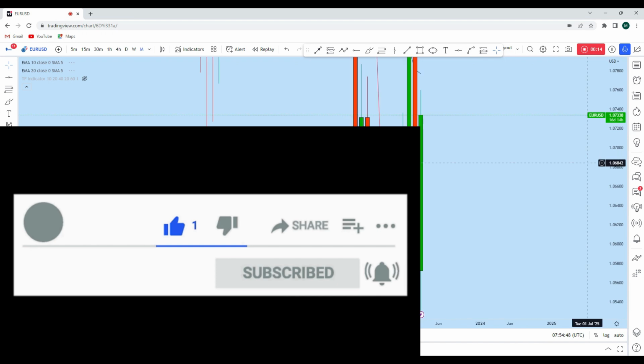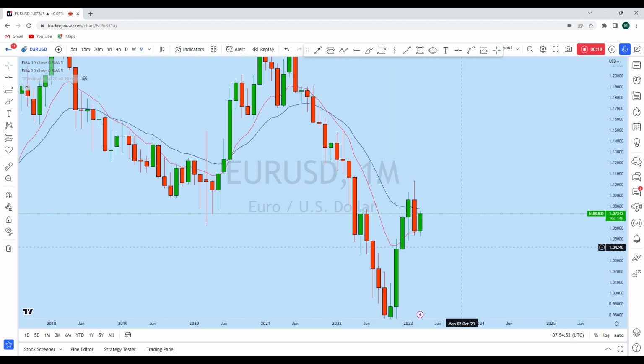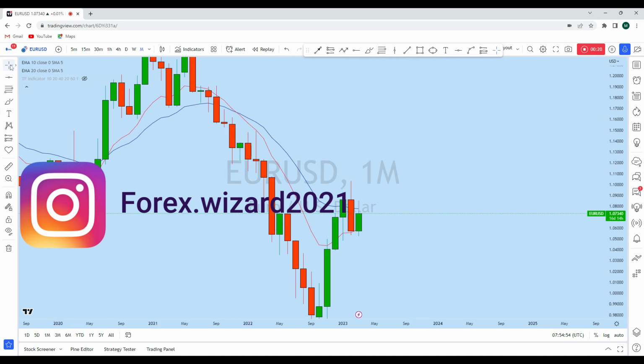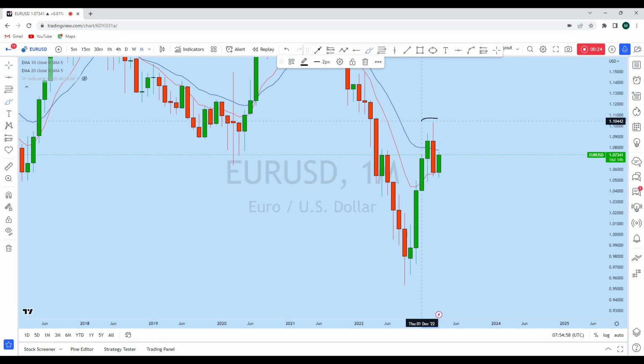Looking at the monthly perspective, EURUSD is currently a bullish market. Last month, EURUSD had a strong rejection from this resistance zone on the monthly, which created this long red bearish candle. We have seen that this candle closed on another monthly level of support.